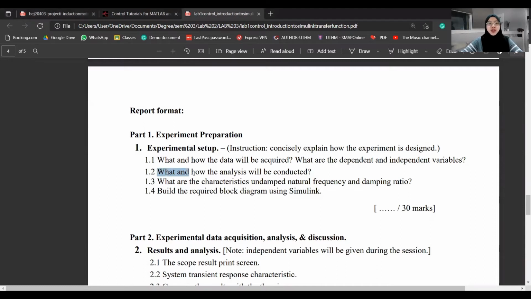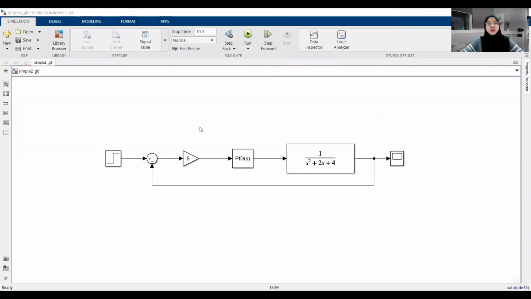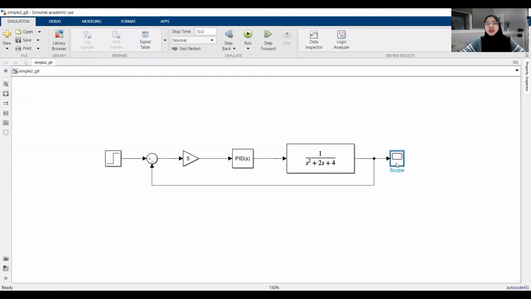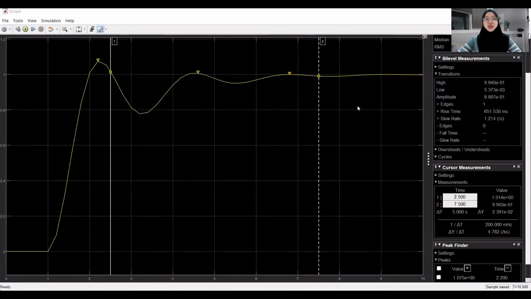Part 1.2 is what and how the analysis will be conducted. From the simulation I built from the instruction, if we want to analyze the data, we need to run the simulation and double-click the scope, and it will show the graph. This graph is the transfer function block diagram, where the waveform can be seen from the scope.